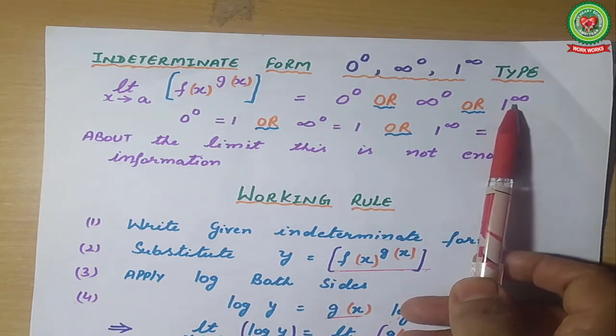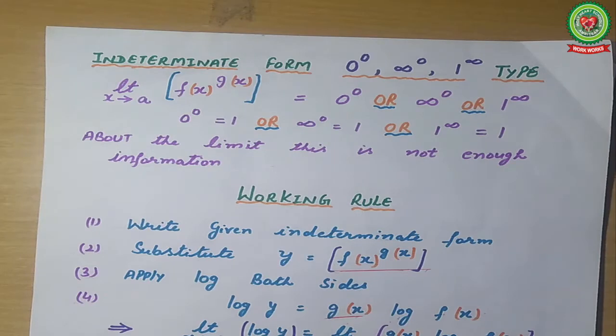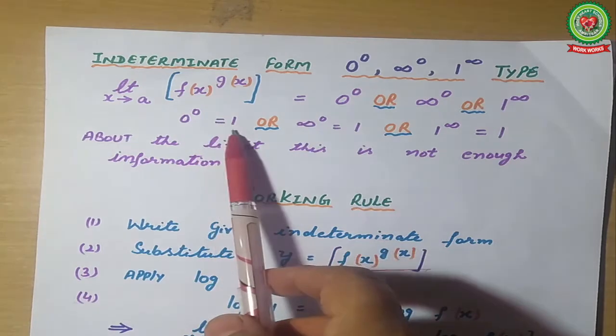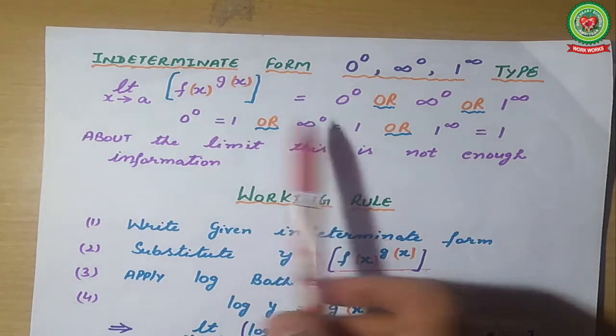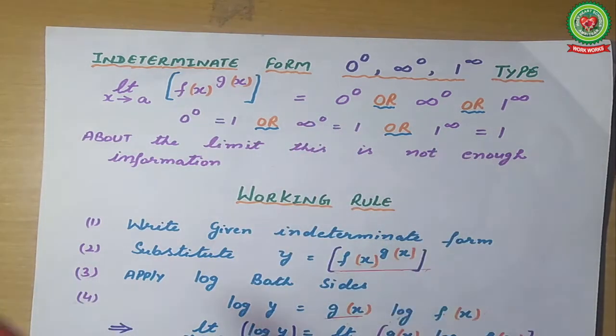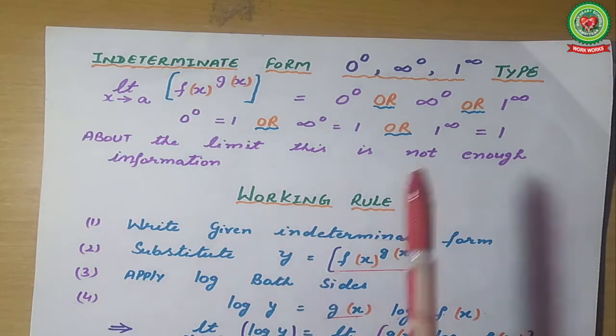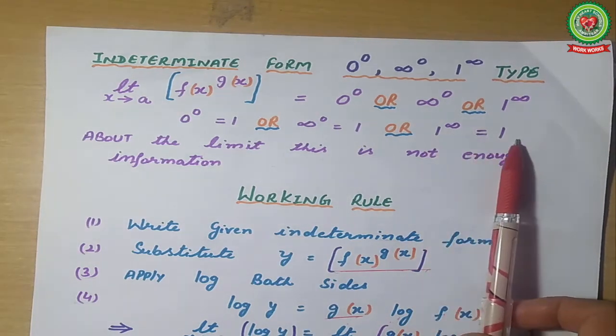Clear? Now, in our previous class, we discussed that any base having 0 power gives the answer 1. You have done this identity: A raised to power 0 is 1. Same case, 0 raised to power 0 is 1, infinity raised to power 0 is 1, and 1 having any power is equal to 1. Same case, 1 raised to power infinity is 1.